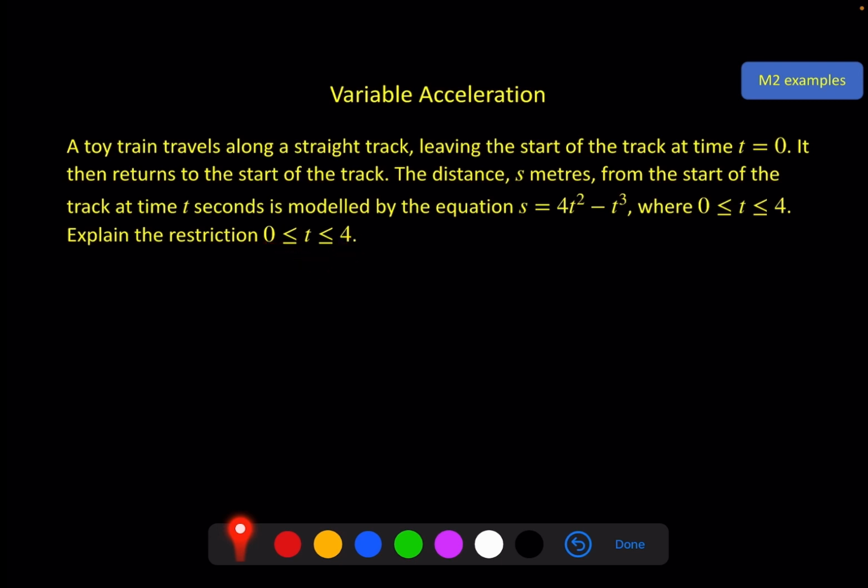The left-hand side of this restriction probably strikes you as quite easy. Of course the time has to be greater than or equal to 0, because we're told it starts at time equals 0 and time runs forward, not backwards. But why does it have to be less than or equal to 4?